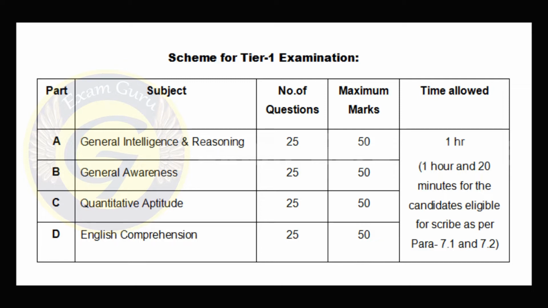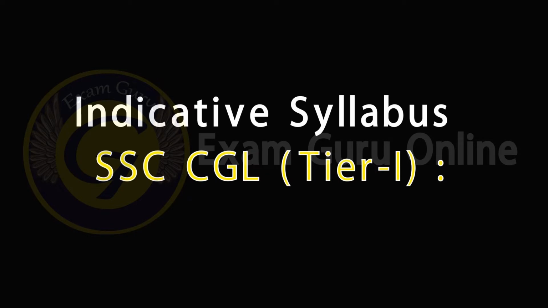Tier 1 examination will consist of objective type multiple choice questions. The questions will be set both in English and Hindi except for English comprehension. And there will be negative marking of 0.50 for each wrong answer. Now look into the detailed syllabus of the subjects.